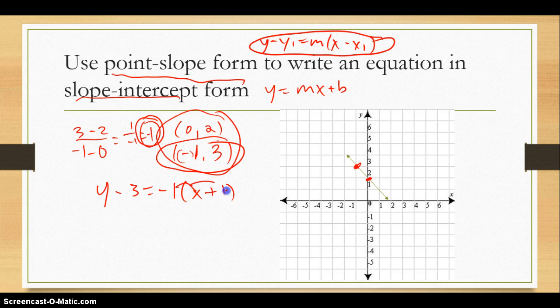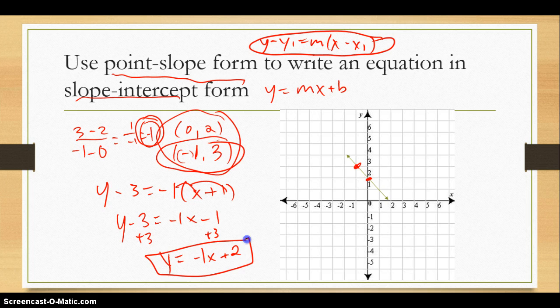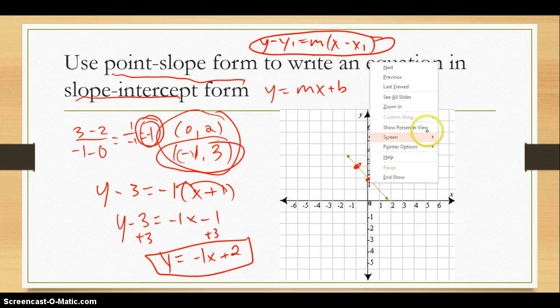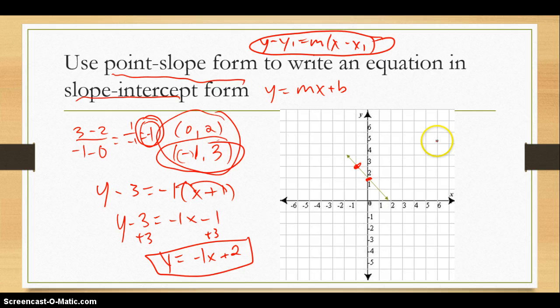So we're going to distribute the -1. So y minus 3 equals -1x minus 1. Add 3 to both sides. Y equals -1x plus 2. Okay, and you can double check to make sure. We know that from y equals mx plus b, our b is our y-intercept, which it goes through at 2 there, which is correct. Sorry about that.